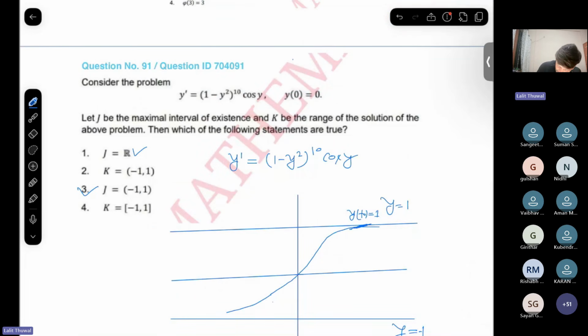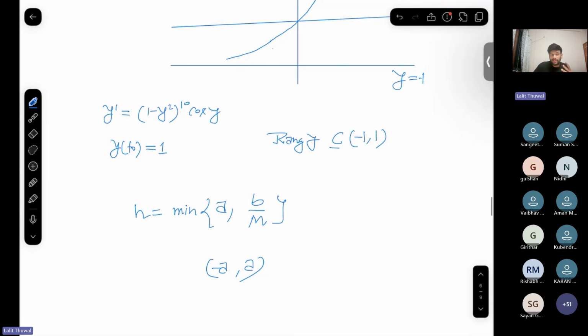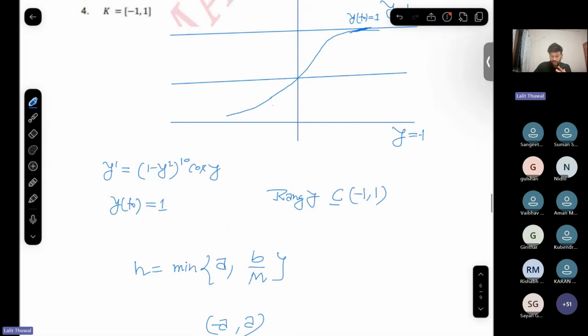See, whenever you take a rectangle, because y is already bounded, you will have this M equal to 1 minus y square. If the bound of y is 1, then this function is also bounded, right? Because y is bounded. So the bound is free from b. You can pick b suitably, so that the solution exists in every interval of the form -a to a. In this way, you get the maximal interval of existence is R. But to solve this question in the exam, you should have already solved such kind of questions.